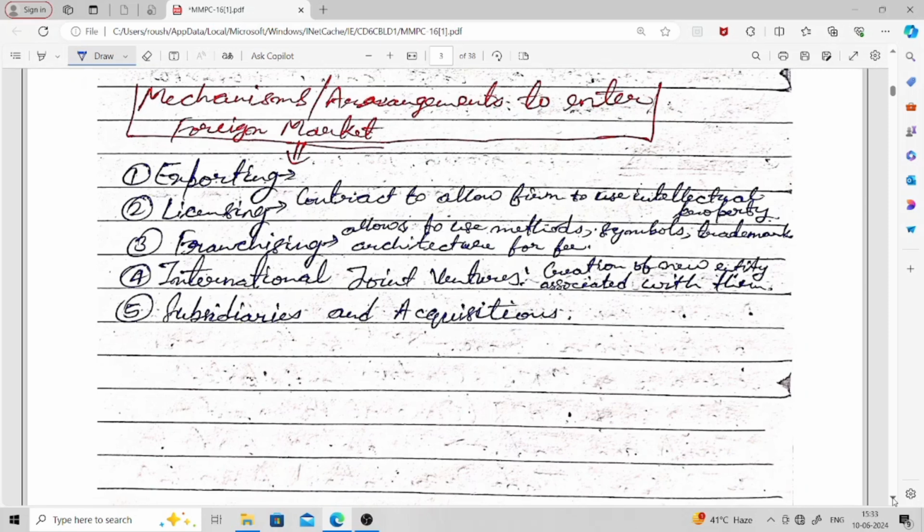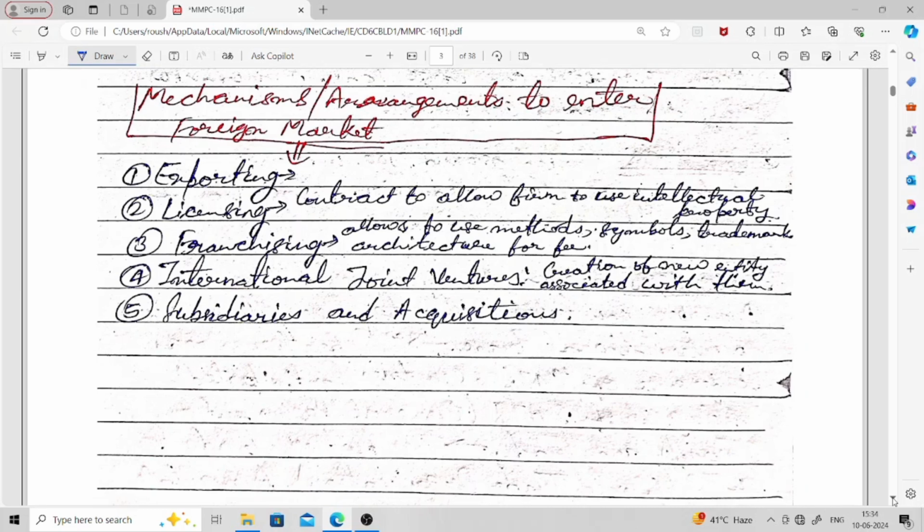The second is licensing. Licensing means a contract to allow a firm to use intellectual property. In licensing, a company allows another firm in the foreign land to use its intellectual property, or its know-how, to produce the product. That's what happens in licensing. These are the mechanisms to enter a foreign market. If there is a contract allowing the firm to use intellectual property, it means the licensor can enter into the foreign market.